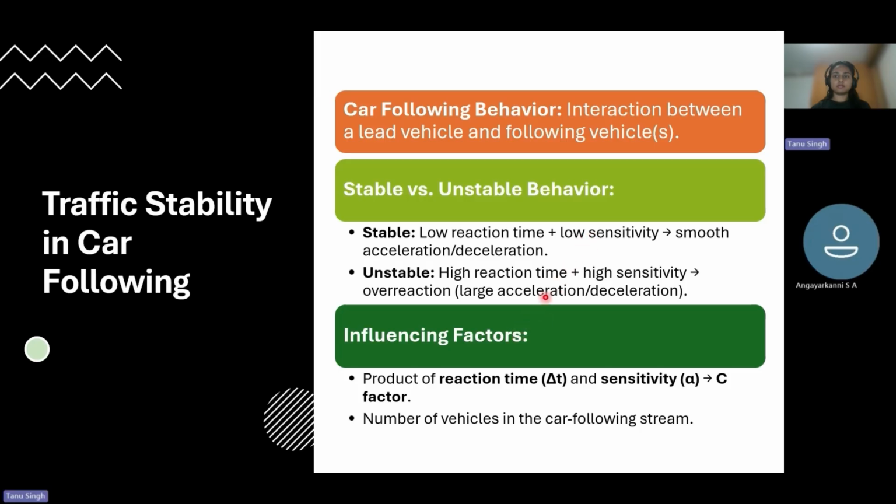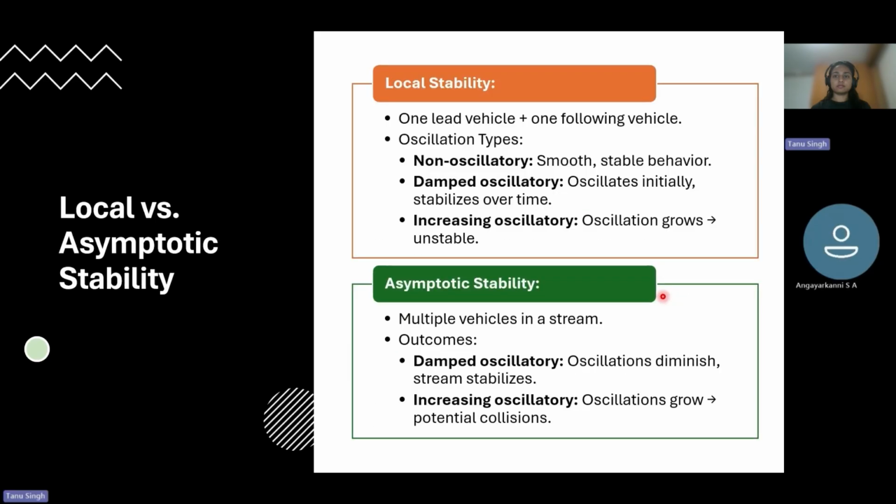Whereas when the reaction time is high and the sensitivity is also high, then drivers overreact and there is large acceleration or sudden brake is applied. So that is unstable traffic behavior. Now coming to the local versus asymptotic stability.